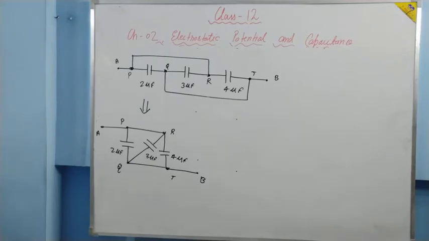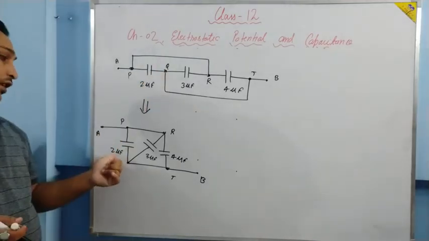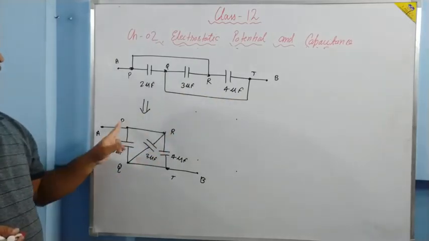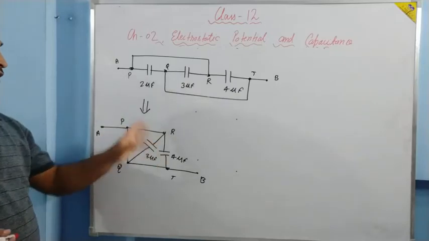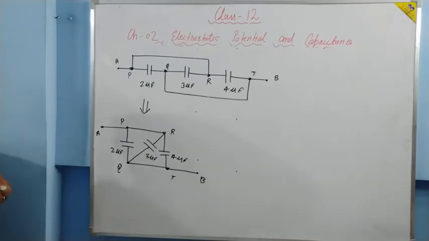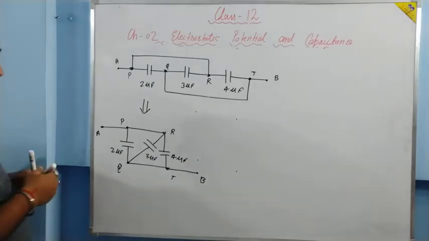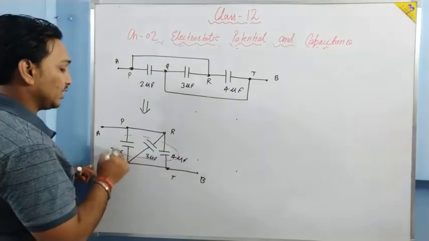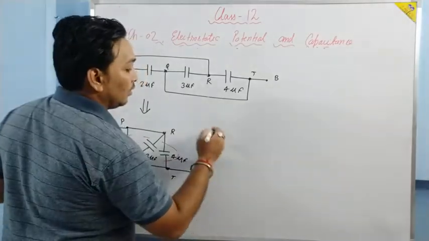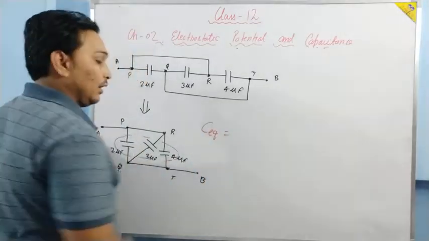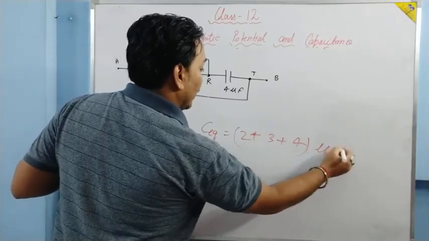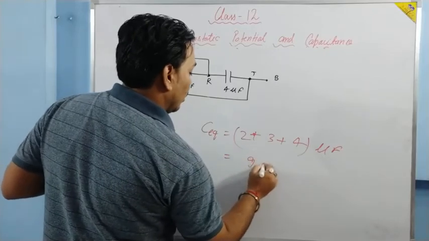I hope you understand. From P to Q, we have a capacitor. From Q to R, we have a capacitor. From R to T, we have a capacitor. Between P and R there is a wire, and between Q and T there is a wire. Now, looking at this circuit, you can be sure these three capacitors are in parallel combination. So C equivalent will be 2 plus 3 plus 4 microfarad. The answer is 9 microfarad.